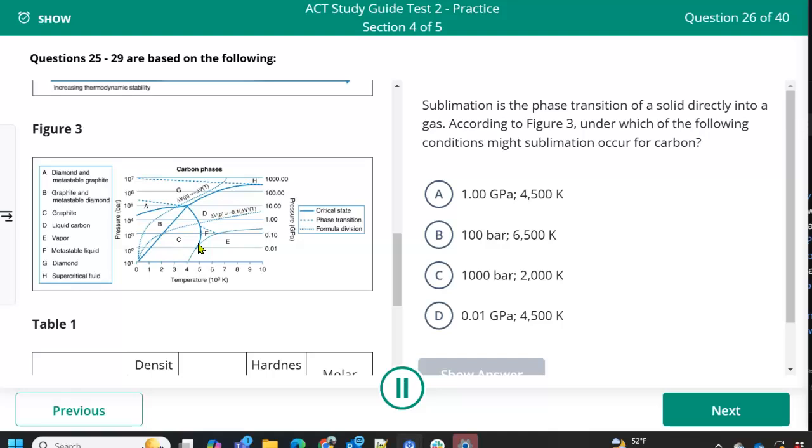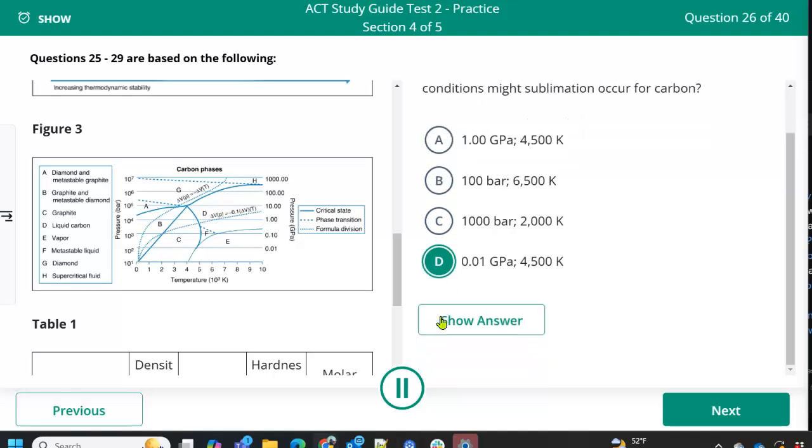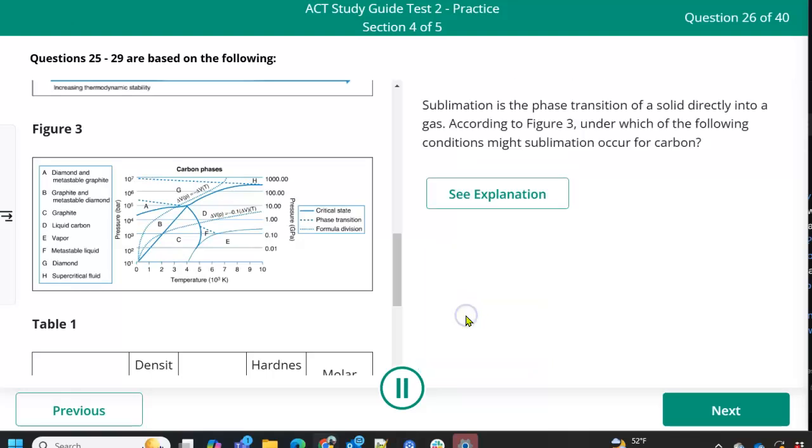Where is that happening? That is happening at a pressure of 0.01. Temperature here is about 4.5 times 10 to the third. So that's this one right here, 0.01 and then 4,500.